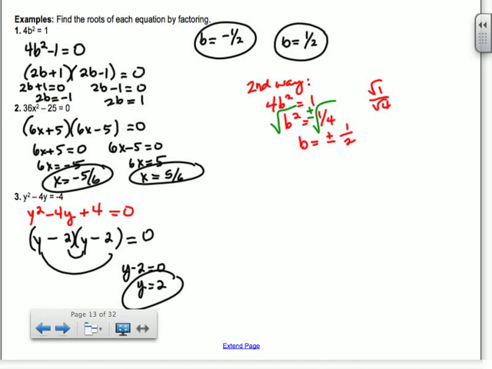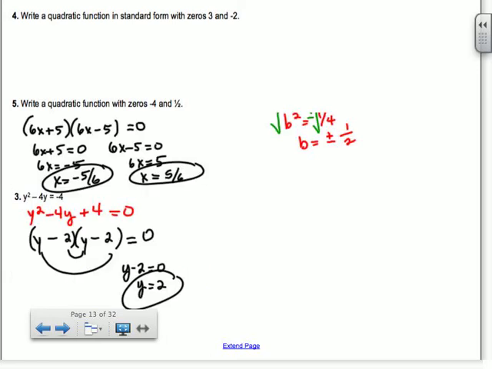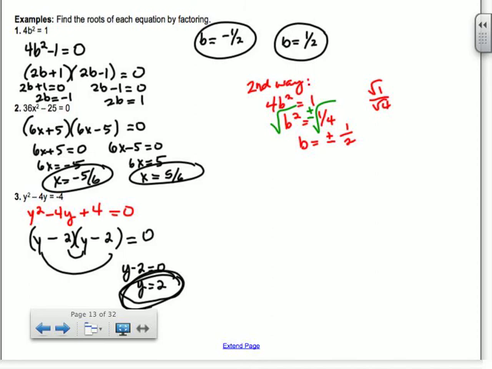Okay, so let's go the opposite way. We're going to write a quadratic function in standard form with zeros of 3 and negative 2. So think about that. How did we get a zero of 2 in this last example? Do you see how you had y minus 2 as a factor? Basically, if you plug that zero in, you get 0.